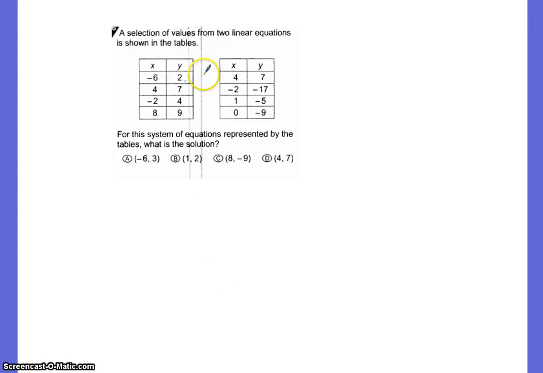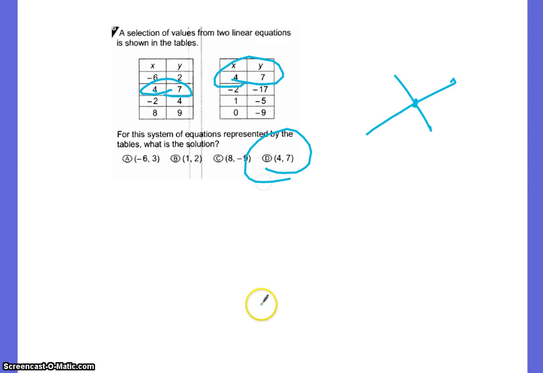Well, they're giving you two tables, and they want to know where is the solution. Now remember, a solution is like where the two lines cross, so it's going to have to be a point that's the same. So as you look at the two tables and you find what is on both of them, -6, 2, no. 4, 7, oh look, there's 4, 7 on both tables. That's your solution.